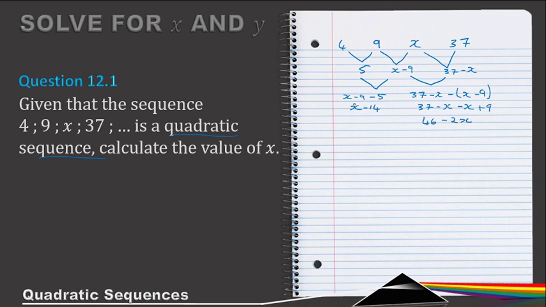Now we know that these both are the second differences, so we can just basically equate them to each other and solve for x. Minus 14 is equal to 46 minus 2x. Bring all your x's over to one side, so x plus 2x is equal to 46 plus 14. So 3x is equal to 60, yes. And then divide both sides by 3, so x is equal to 20.